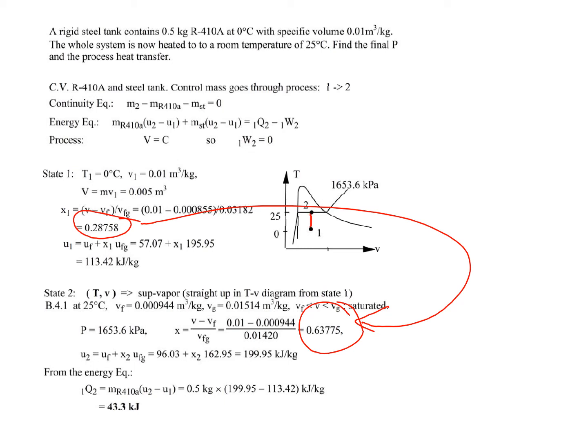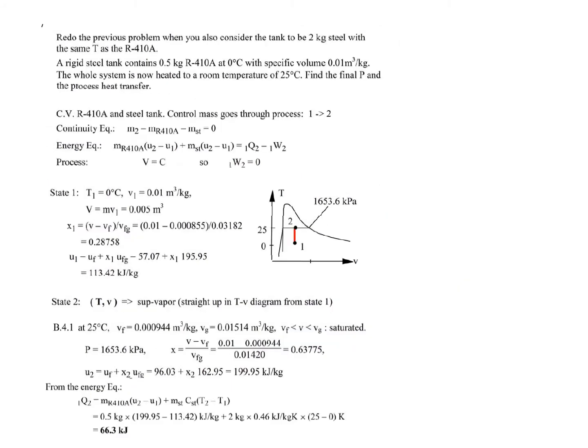Again we will utilize it to find the internal energy U2 at the second state, and we will use the energy principle to find the heat transfer required to conduct this process. We will come to know that nearly 43.3 kilojoules of energy is required to conduct this process.